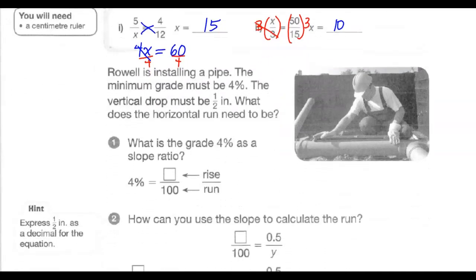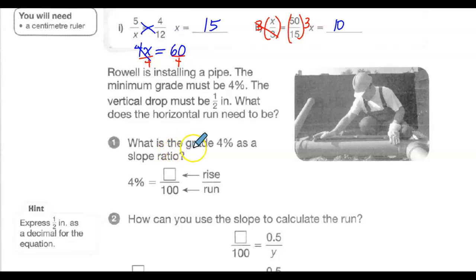Rowel is installing a pipe. The minimum grade must be 4%. The vertical drop must be 1/2 inch. What does the horizontal run need to be? Because you don't want a pipe to be entirely horizontal, or gravity is not going to help drain it, if it's a drainage pipe.